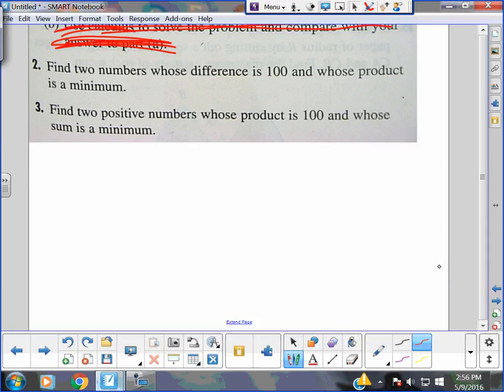All right, these are some classic optimization problems, some quick word ones. So we'll do both, 2 and 3. These are from Stewart, section 4.7. Find two numbers whose difference is 100 and whose product is a minimum.